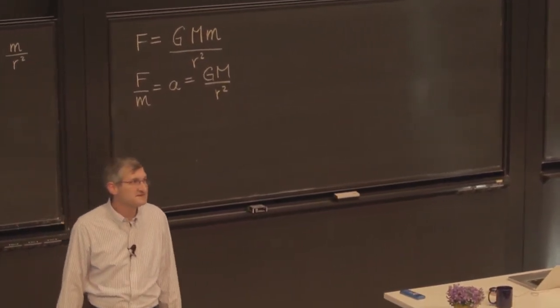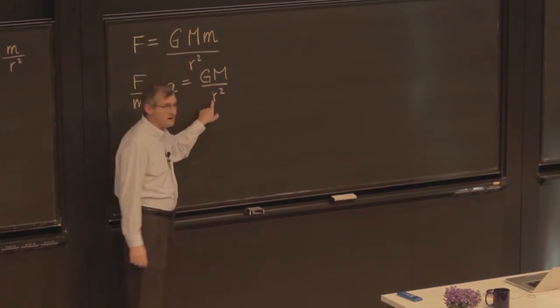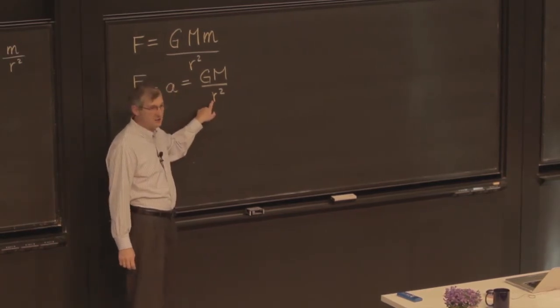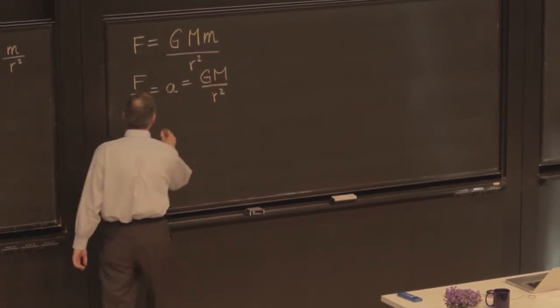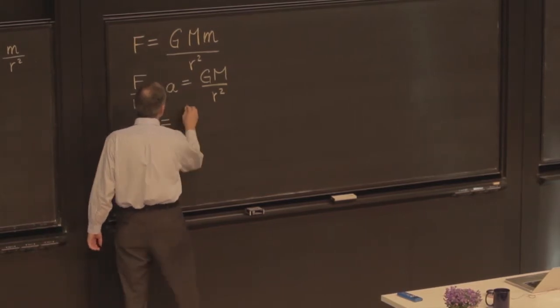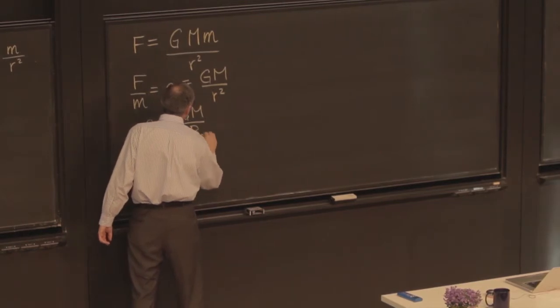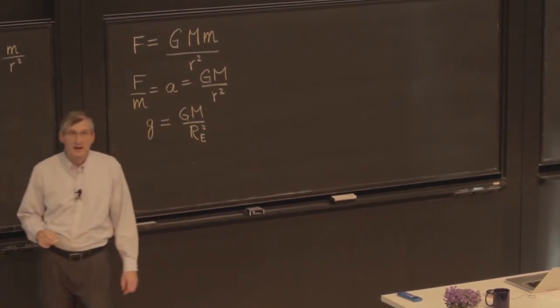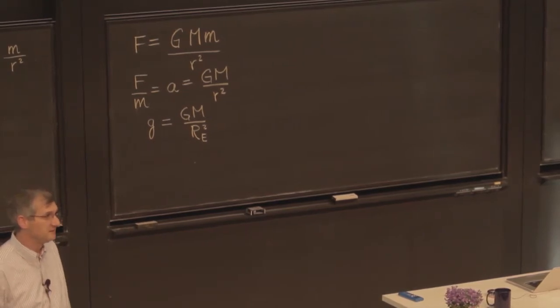Now, near the surface of the Earth, the value of r is about the radius of the Earth. So I could do an approximation. We could say the typical value we expect for g is this acceleration, which must be true when I use the radius of the Earth as the distance from the center.